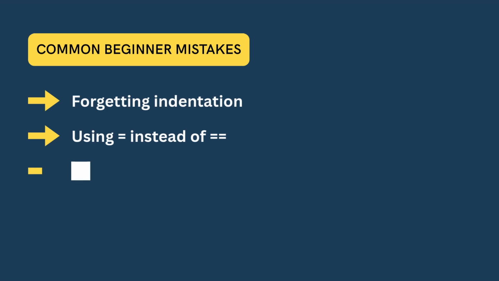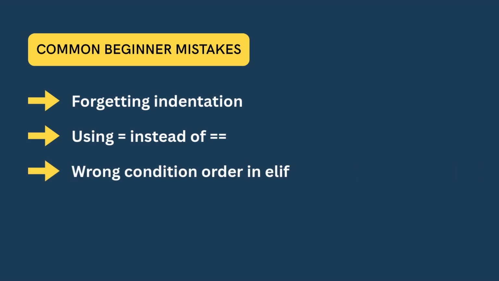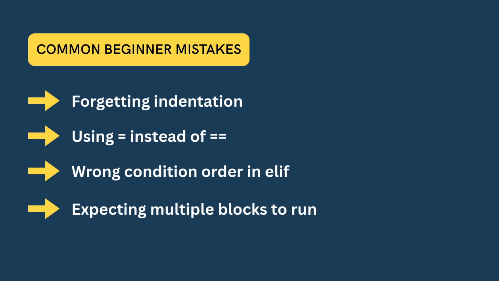Next, wrong condition order in elif. Python checks conditions from top to bottom. If a broader condition comes before a more specific one, the specific condition may never run. This can lead to incorrect results even though the code runs. And the last one is expecting multiple blocks to run. In an if-elif-else chain, Python executes only the first condition that evaluates to true. Once a block runs, the rest are skipped. That's why only one block runs in an if-elif-else chain.